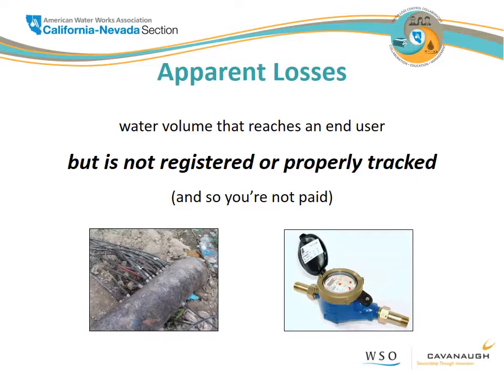So apparent losses, as a quick definition reminder, is all of the water that does reach an end user, is used by a customer, but it's not registered or properly tracked. This means that you're not generating revenue for it, so it is an accounting loss of sorts. You do your job as a utility, you deliver water, but for whatever reason, it doesn't translate to a bill and it's not paid for, so it's a financial loss.